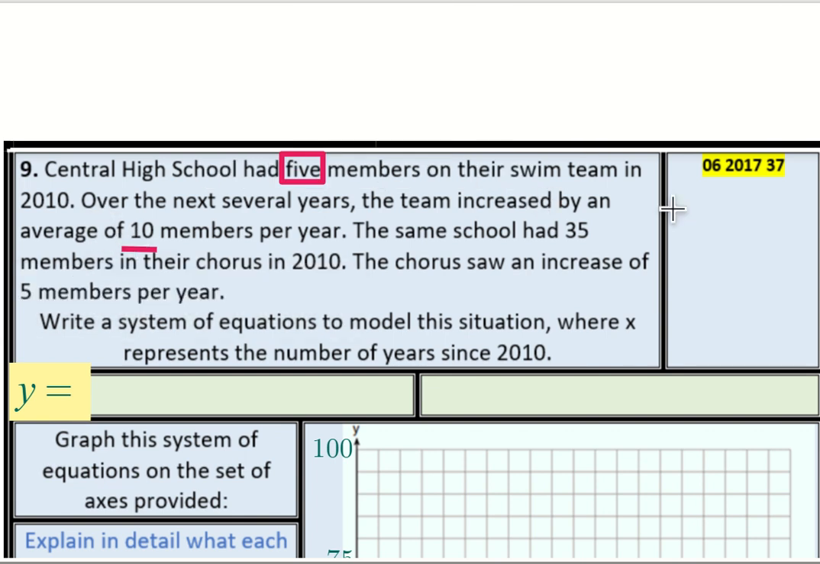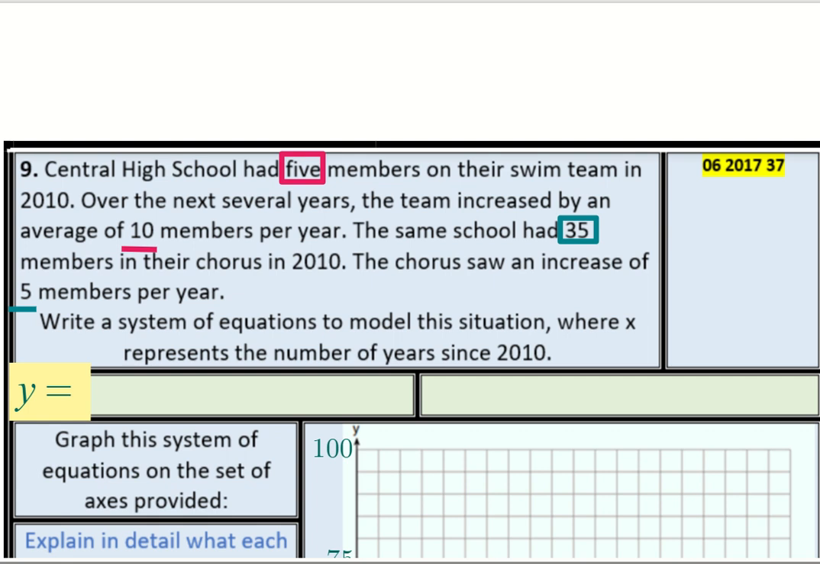The same school had 35 members in their chorus in 2010. The chorus saw an increase of 5 members per year. So now I've got my systems organized so I know which one goes with which, and we can write our system of equations to model the situation.